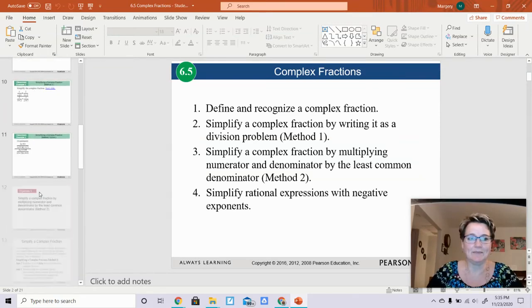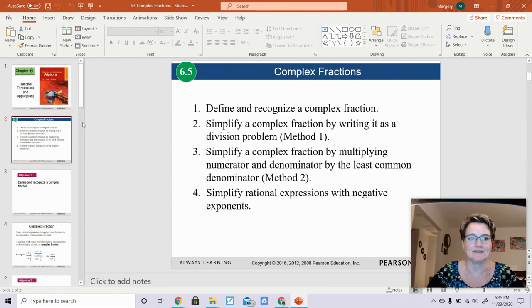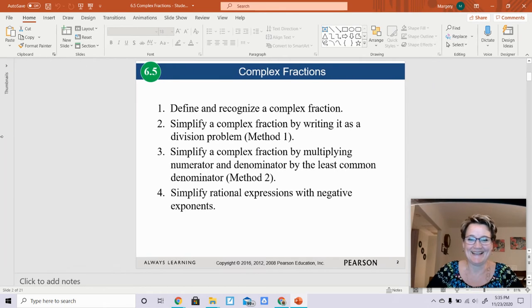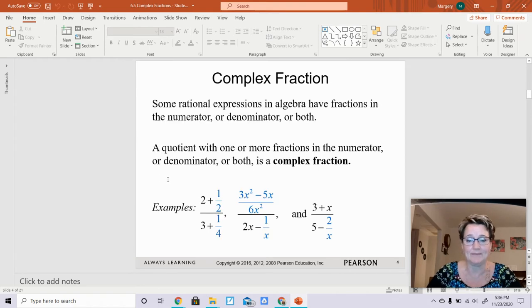Hi, today we're going to be working on 6.5, which is complex fractions. So let's begin. What I want you guys to do, please remember, is go through the notes and actually read all the document parts that are in the notes. I am going to go over the examples with you so that you have them.